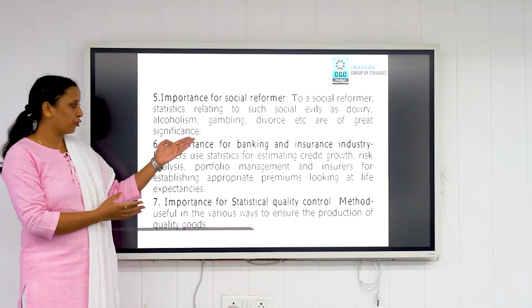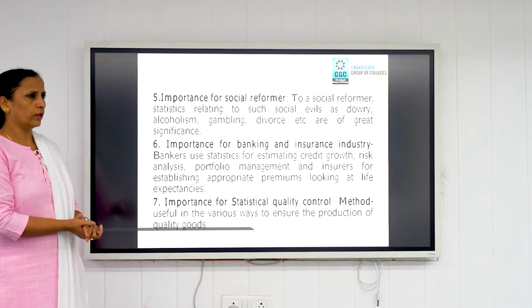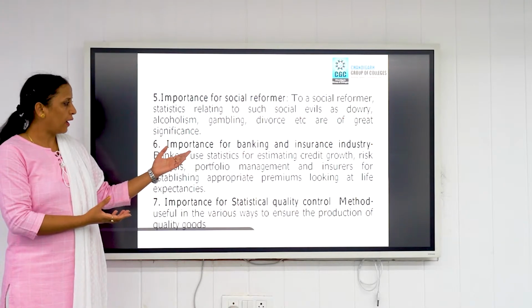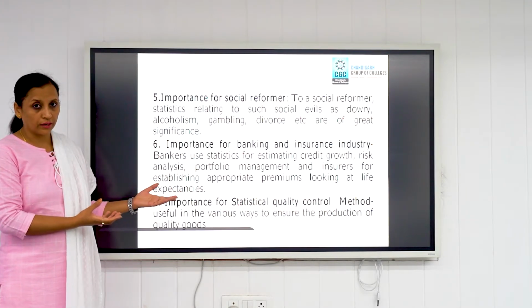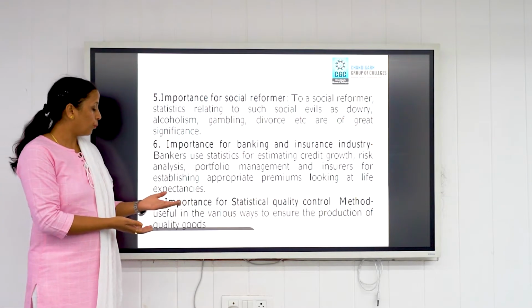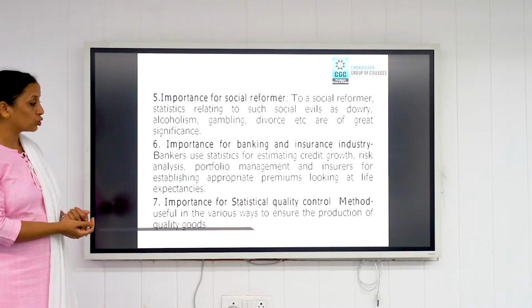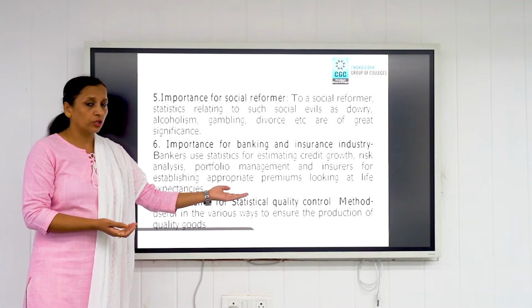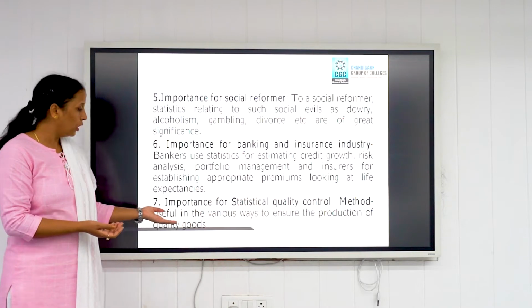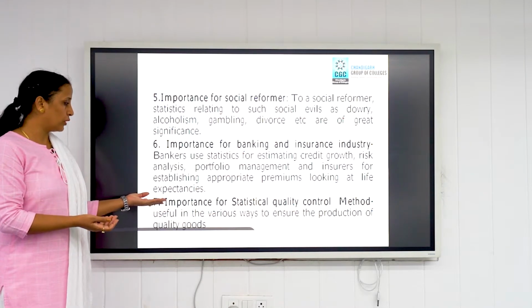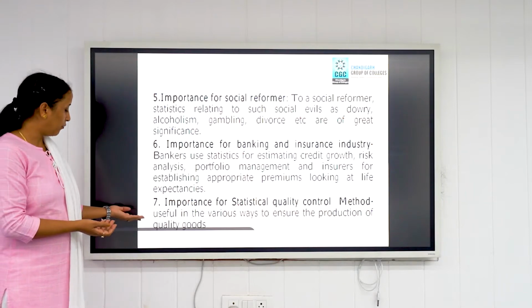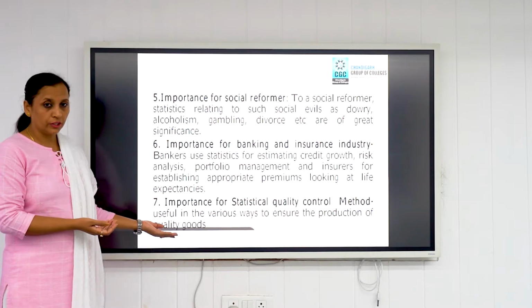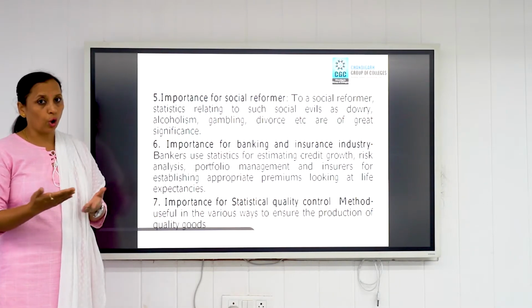And then the importance for the banking and insurance industry. There are many policies made by the bank and insurance industry where we can use statistics. And then come to the importance for the statistical quality control method. It is very important in industry, because we can take advantage of statistics to find out the production quality, whether it is accepted or not.